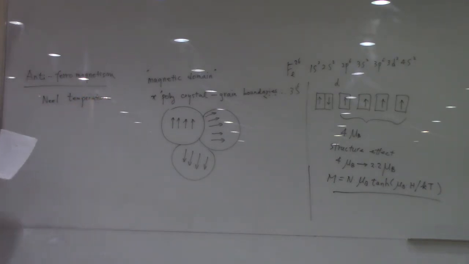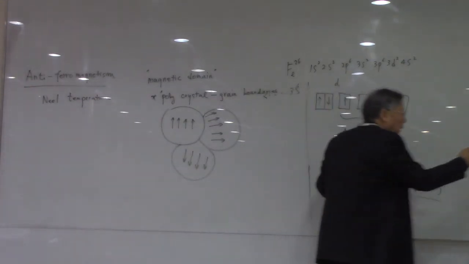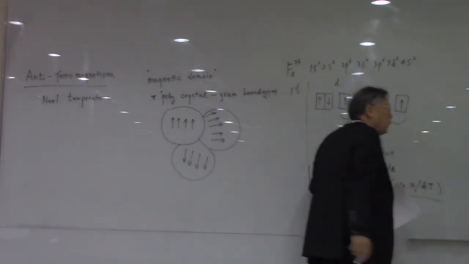above which no antiferromagnetism can show. Okay, so above this temperature, the material becomes paramagnetic. All right. The final interesting magnetism is this ferrimagnetic materials.